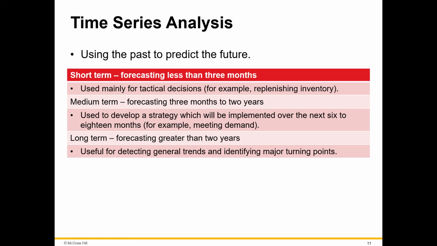So we use our past to predict the future. A short-term forecast is less than 3 months. Again, probably something that you'll see on the exam. It's used mainly for tactical decisions, which are about replenishing inventory, about supplies to keep on hand, and they may be about how many people we need to have on staff. Medium-term forecasting is 3 months to 2 years. What are we going to do in the next 6 to 18 months? And then long term is greater than 2 years.